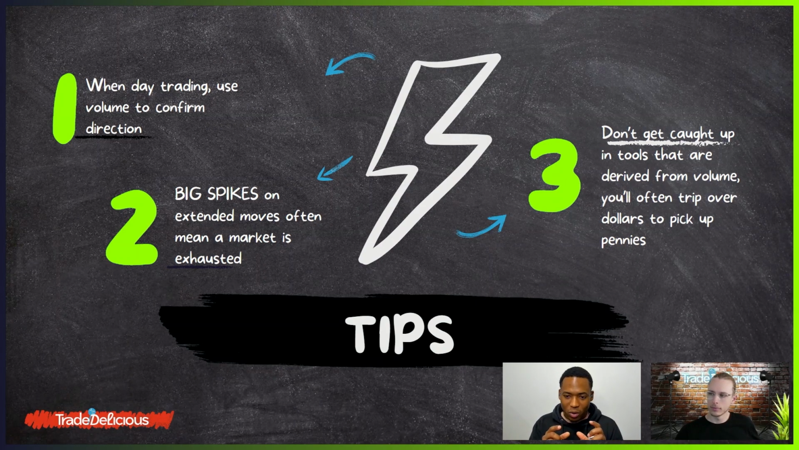To that end, when looking at big spikes on extended moves, oftentimes this means that a market is exhausted. A market going up and having negative volume often means that we're going to see a reversal, and vice versa. Lastly, please don't get caught up in tools that are derived from volume. You'll often trip over dollars to pick up pennies in this way.